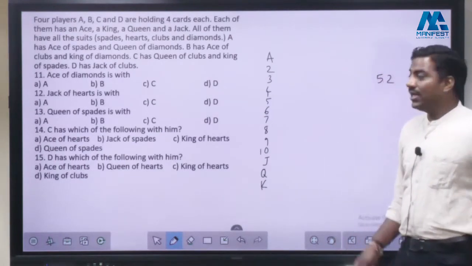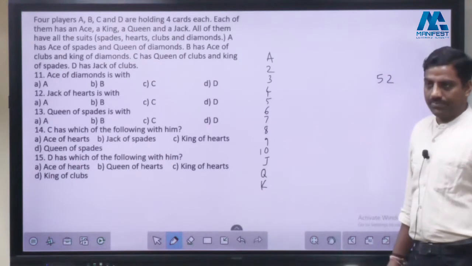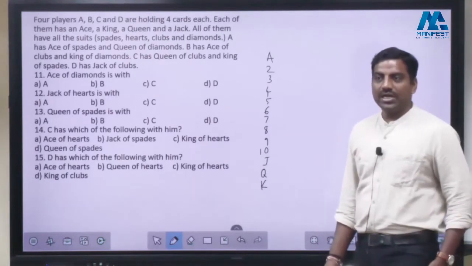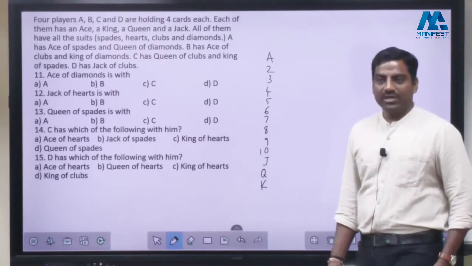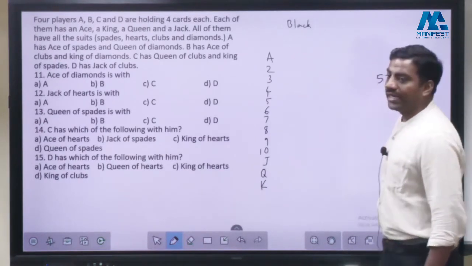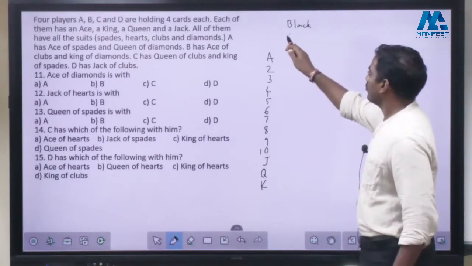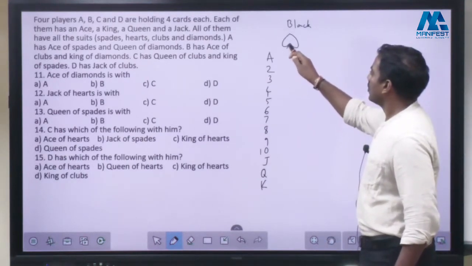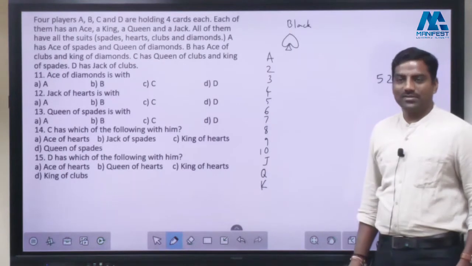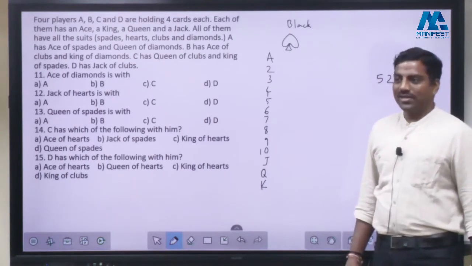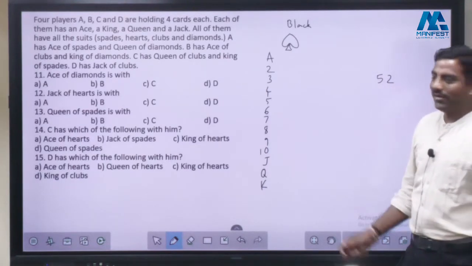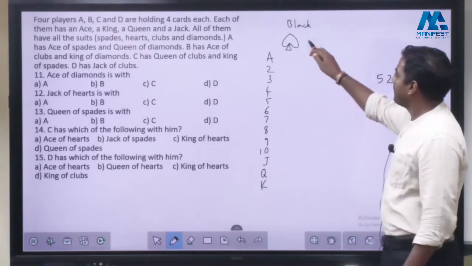So these are the face cards. And when you take each number, there are 2 different colors. One is black and one is red. In the black cards, you will get 2 types. This is called spade. Actually, spit has come from this. Spade.